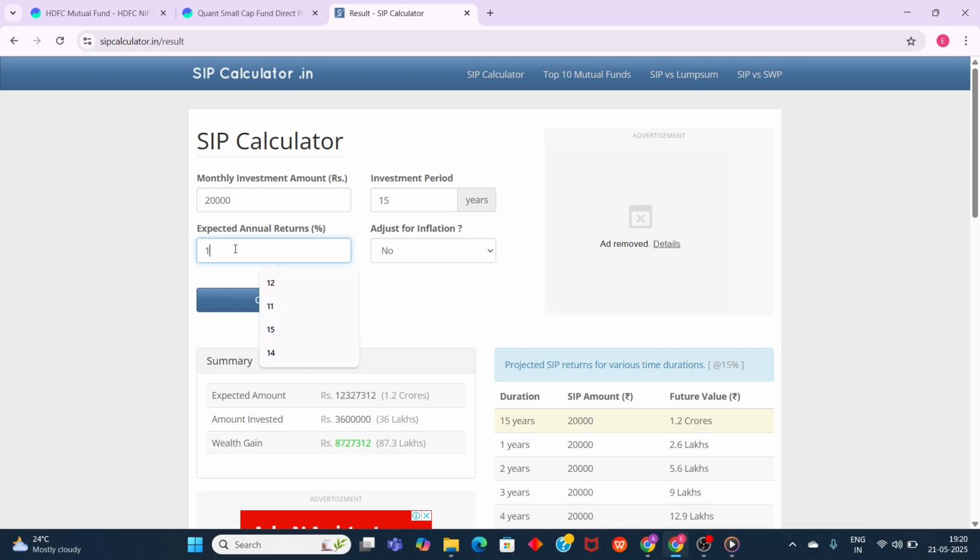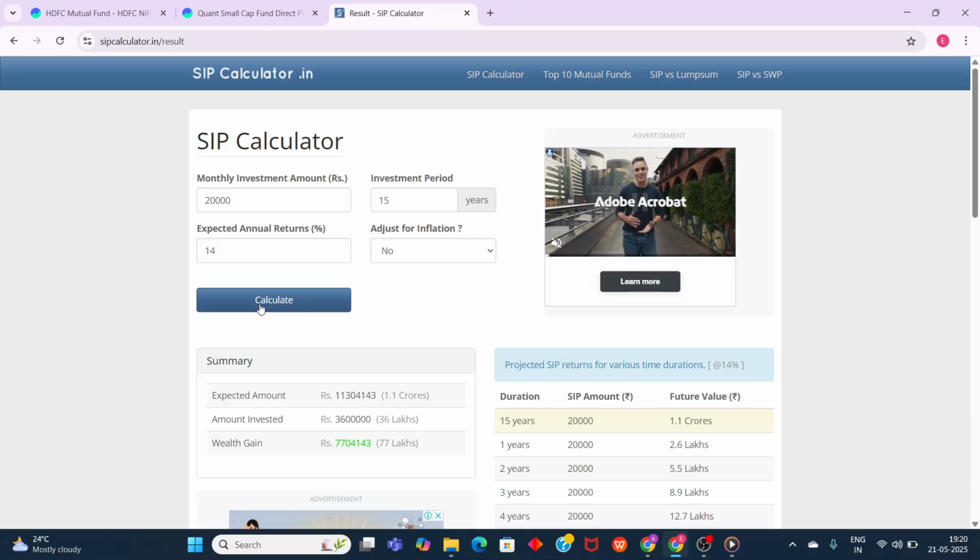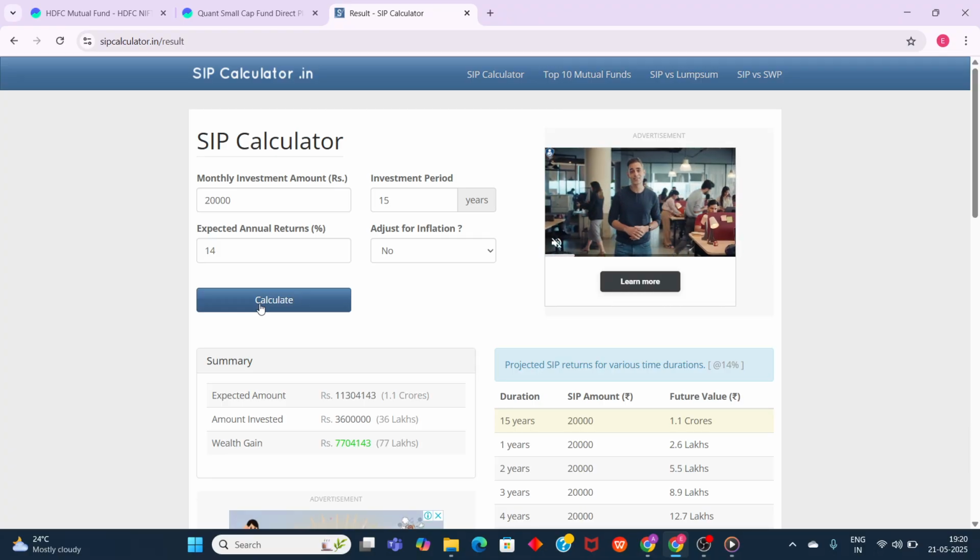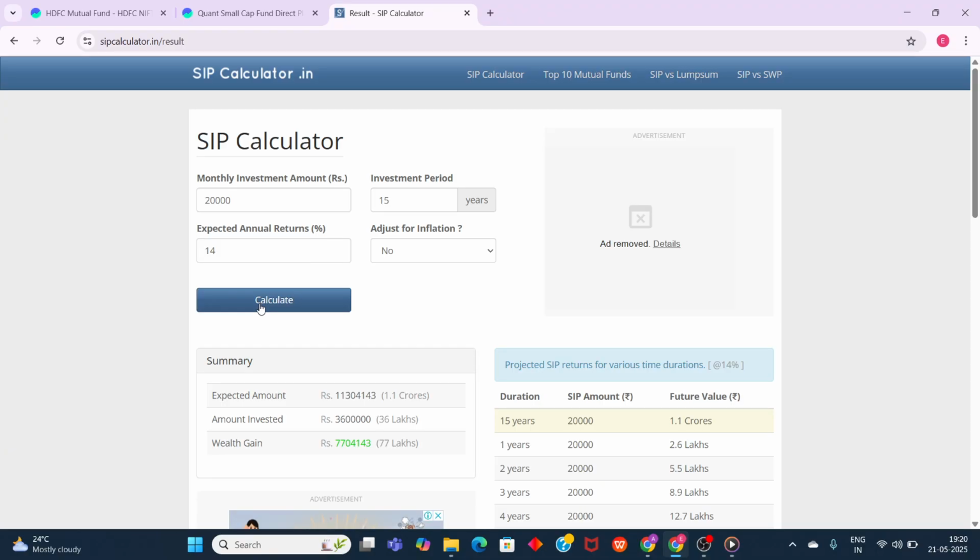Let's assume that 1% is the exit load, so we'll make it 14%. From 87 lakh, you can see that it becomes 77 lakh. It's almost a 10 lakh drop. It's a huge difference actually. Right now it might sound like 0.5% or 1% or 1.5%, but if you look at the longer-term perspective, it's almost 10 lakh in value. It's going to reduce when you have an exit load.